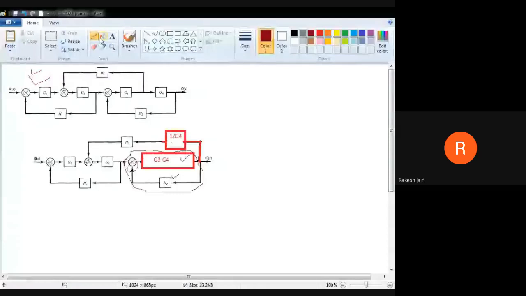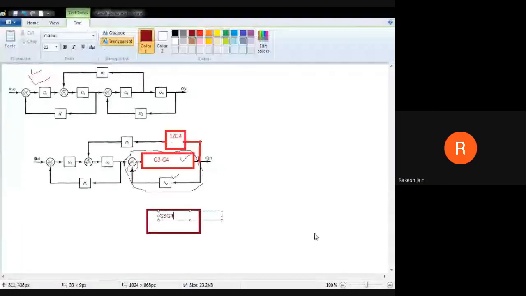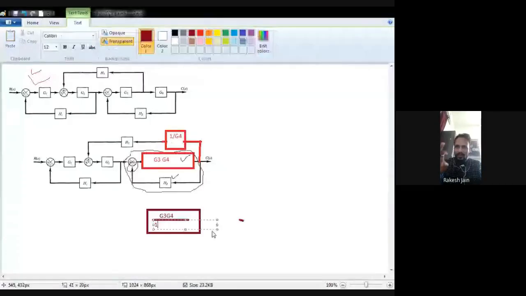Okay. Now see, this is a feedback junction, this one is a feedback, this is a feedback loop. Where the forward gain is G3 G4 and feedback gain is H2. And by which sign does this feedback come? It comes with the negative sign.